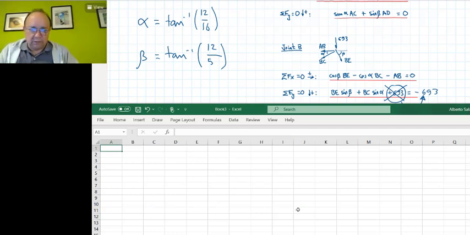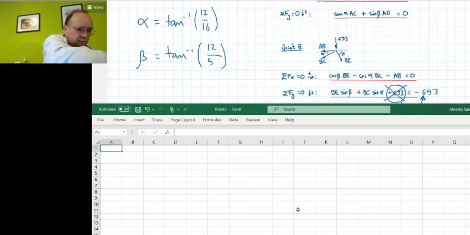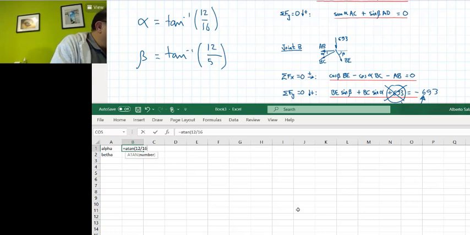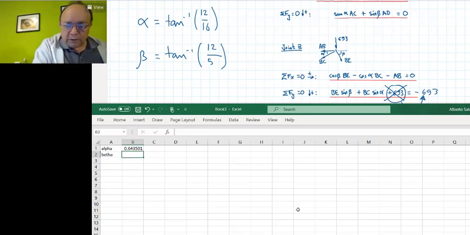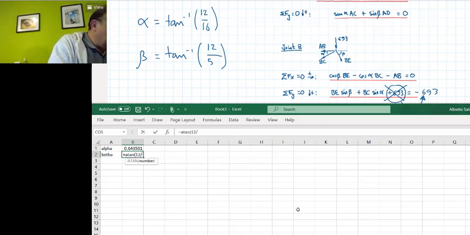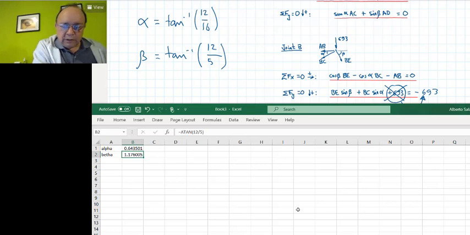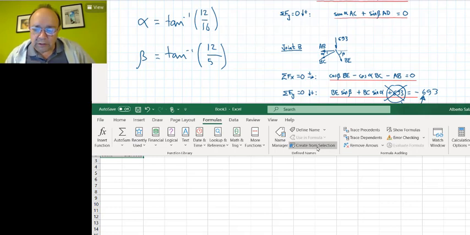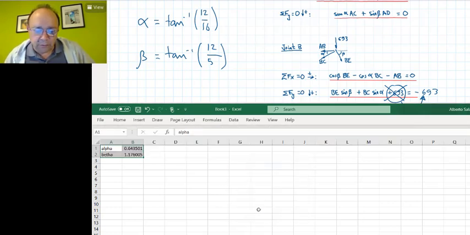Let's set up the angles. Let's call them alpha and beta. Alpha will be arctangent of 12/16. Beta will be arctangent of 12/5. And then I'm gonna give names to this so I can work with names. Formulas, create from selection, left column, okay.